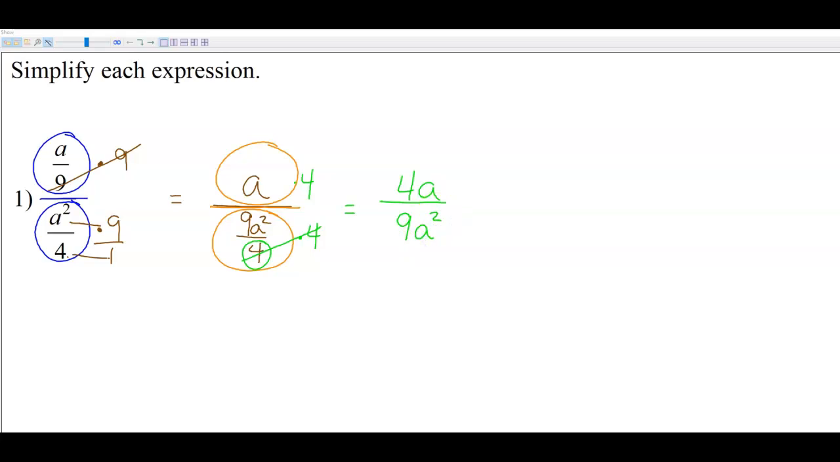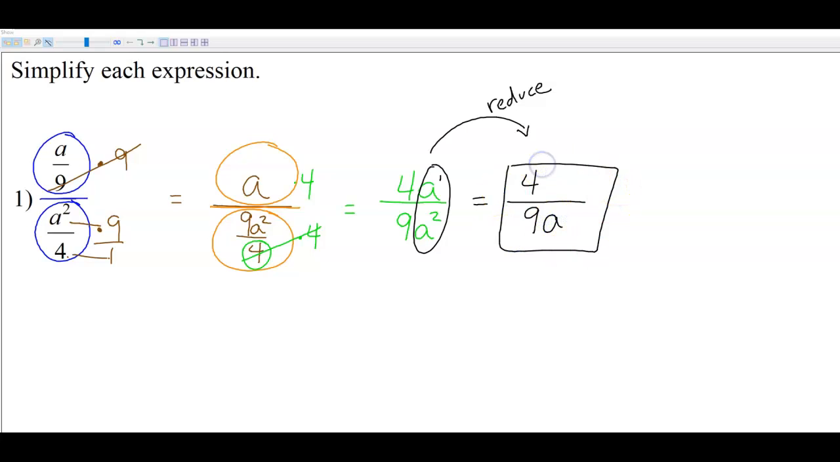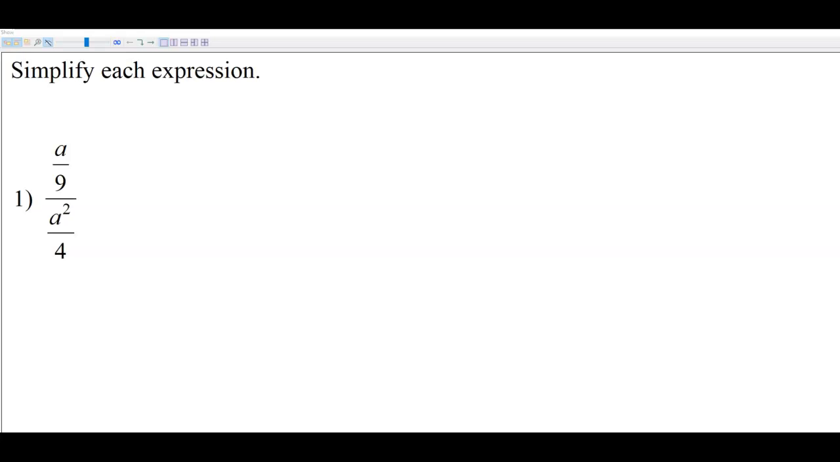Okay. After you do that, you may need to reduce. So at this point, we can reduce. These are monomials. So I can't do anything with the coefficients. So the coefficients stay the same. It's still 4 over 9. But I can reduce these a's. I've got a to the first over a squared. So we subtract 2 and 1. 2 minus 1 is 1. So it's going to be a to the first power. And since the bigger power is in the bottom, the a to the first power goes down here on the bottom. And now we're done. So that's the basic idea. Let's take a look at another example, and then I'll let you guys try one.